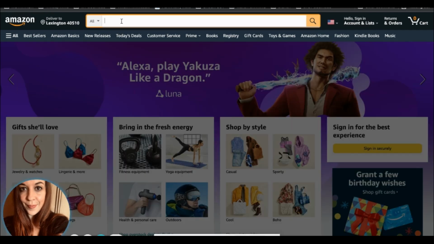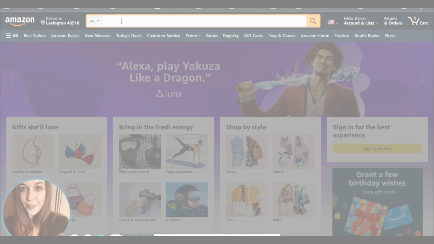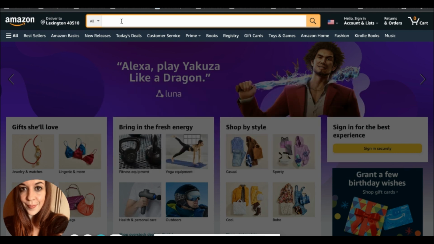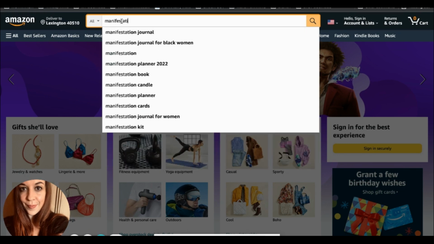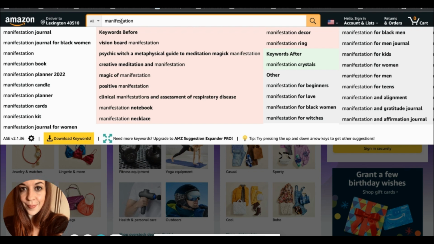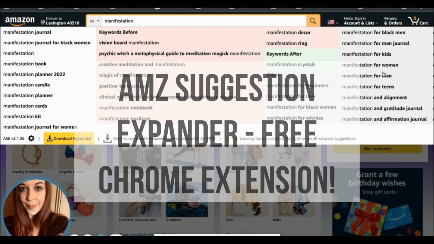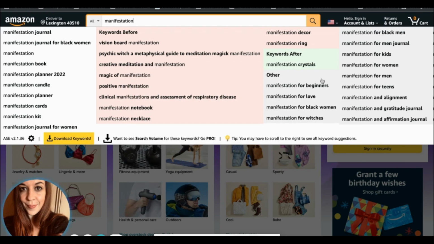So let's put in what I'm going to look for today, which is manifestation. The reason I'm going for this, just out of interest, is because I think a lot of people have become more interested in it in the last couple of years or so. I think it's gained popularity as far as affirmations, manifestations, and all that kind of stuff. So I'm going to put in manifestation journal. Let's have a look, because as soon as I've put manifestation in, you can see that the AMZ Expander tool has come up with all these different ideas, which is huge. There are tons of different ideas here that you can go and look at, which is great.